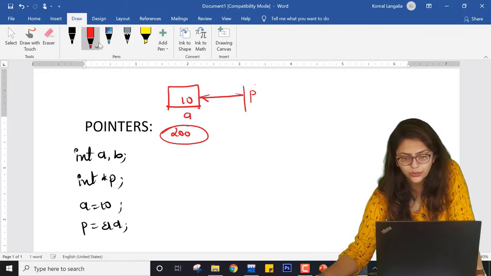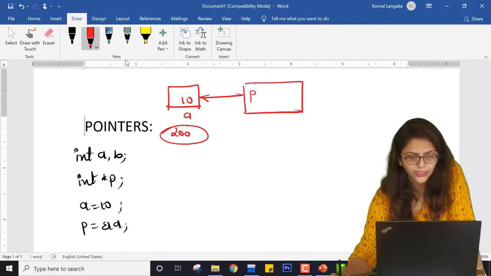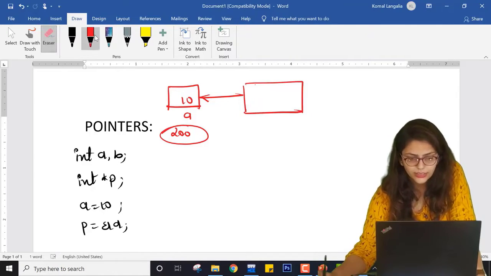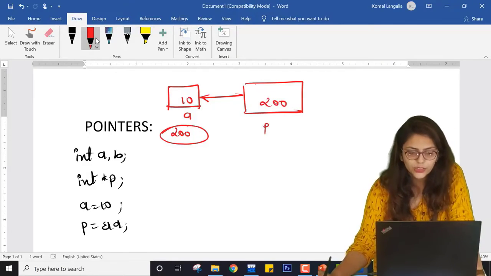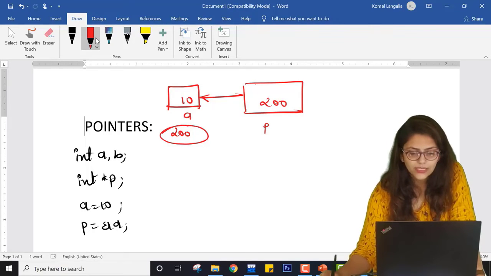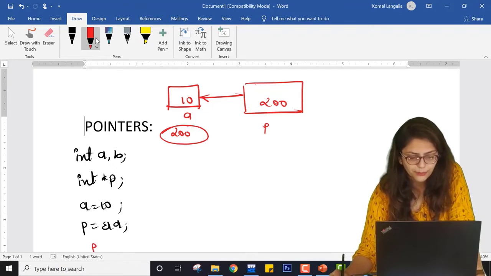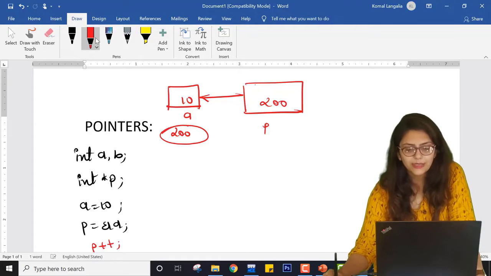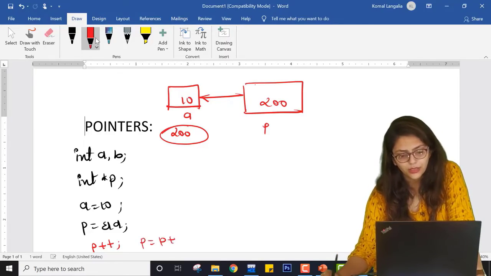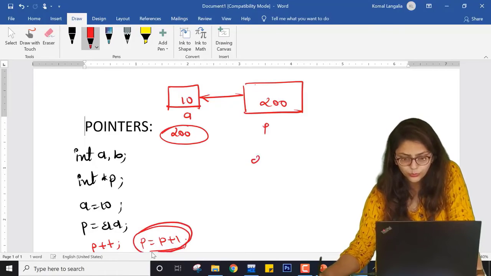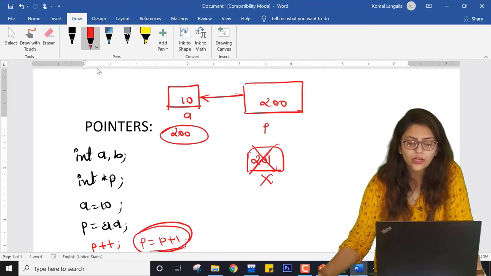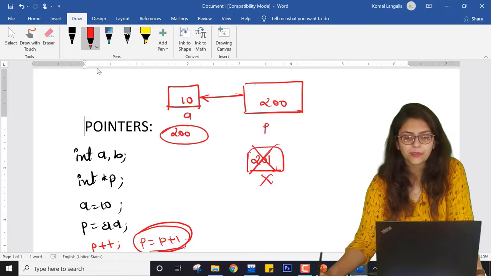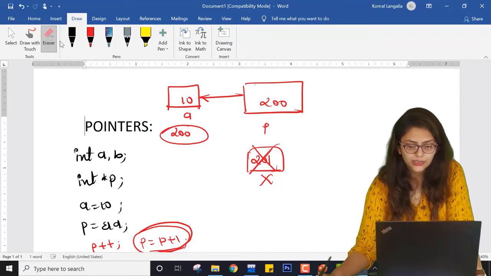And p is pointing to this a, and inside p this 200 will be stored because it is the address of a, right? So this is the scenario. Now suppose after this code I am doing p plus plus. That means I am doing p equal to p plus 1. Then what exactly is this 1? Does p become 201 now? No, this is wrong. P will not become 201 by doing p plus plus. Then what will be the value after this p plus plus?